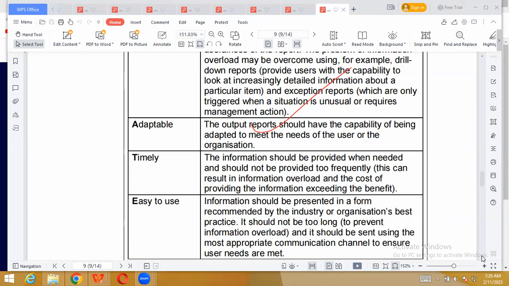It should be easy to use, so information should be presented in a form recommended by the industry, right? Information should be presented in a form recommended by the industry or the organization's best practice. Recommended by the industry or the organization's best what? Organization best practice. So it should not be too long, should be easy to use. Information should not be overloaded. Otherwise, the person that receives it will not be able to process it well. So that is basically the point.